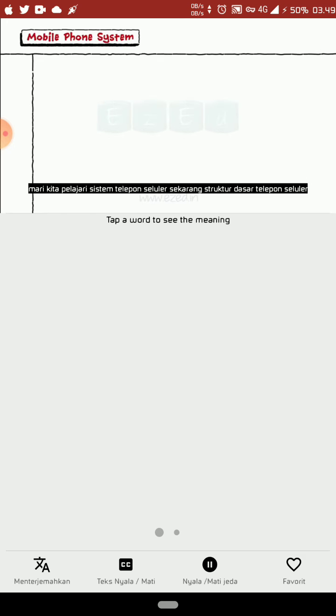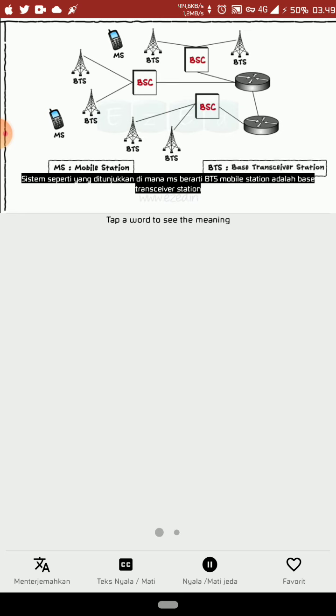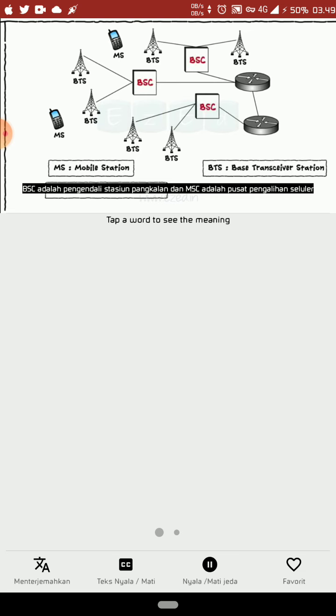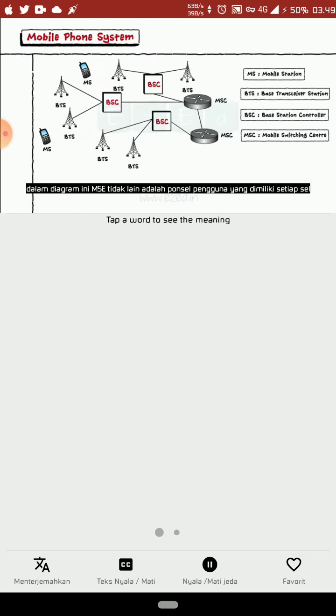Let's study the mobile phone system now. The basic structure of the mobile phone system is as shown, where MS means mobile station, BTS is base transceiver station, BSC is base station controller, and MSC is mobile switching center. In this diagram, MS is nothing but the mobile phone of a user.